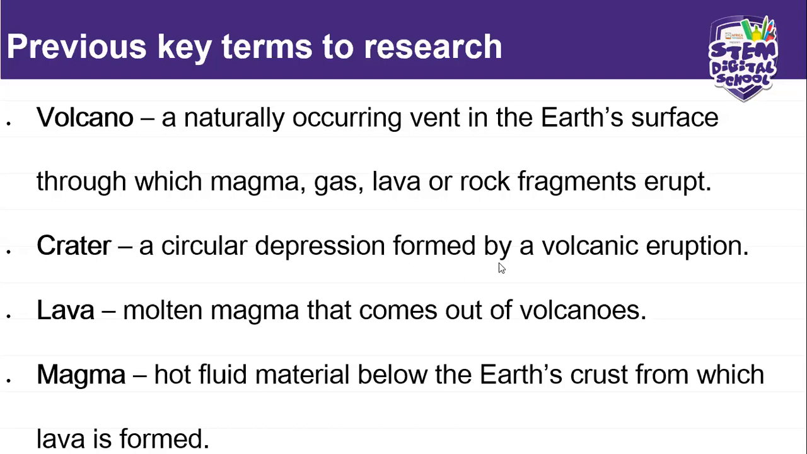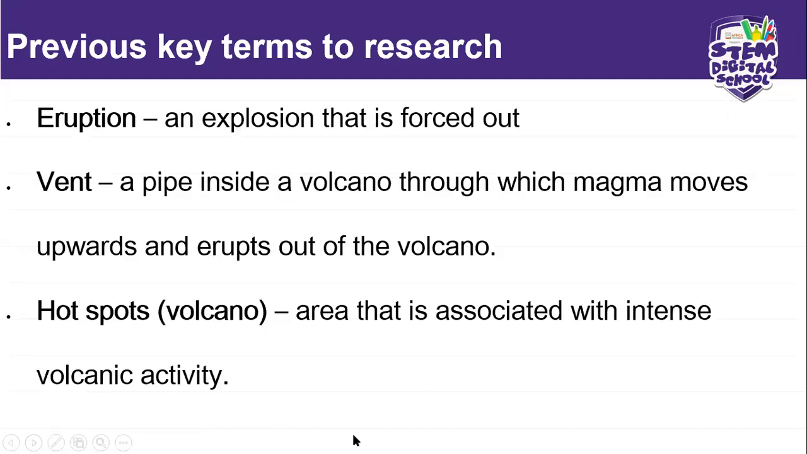Lava, this is molten magma that comes out of volcanoes. We call it lava. And what is magma? Hot fluid material below the Earth's crust from which lava is formed. Let's move on. And what is eruption? This is an explosion that is forced out. That's why we talk about volcanic eruption or volcano eruption. And what is a vent? This is a pipe inside a volcano through which magma moves upwards and erupts out of the volcano. We call it a vent.